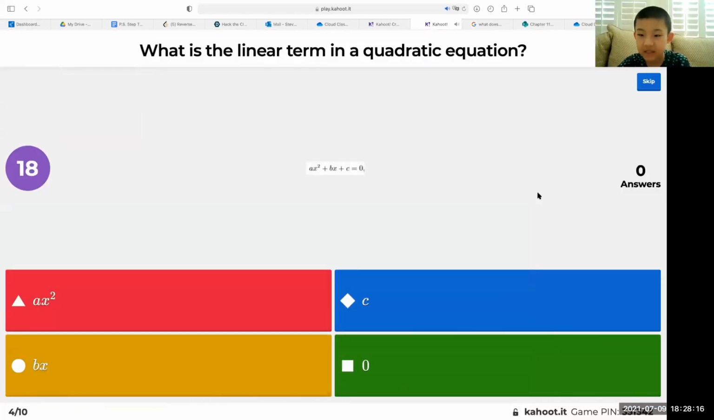Where does CCCC go? The equation is small, but it's ax squared plus bx plus c equals 0, if you have trouble seeing it.